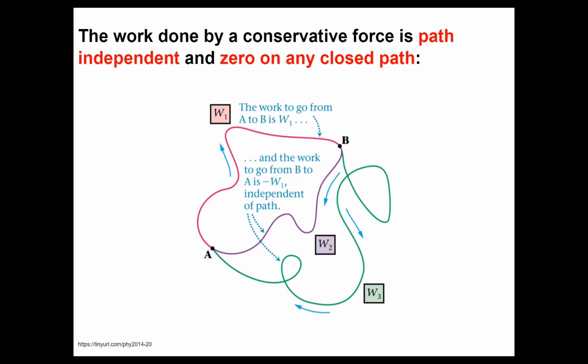If the starting point and the final point are the same, then the work done by the same force should be the same, okay? So for a conservative force, it's path independent, and it's also zero on any closed path, okay, for the work done. So those are the two characteristics of work done by a conservative force. On the other hand, if you have a non-conservative force, then it's path dependent. It's also non-zero on any closed path, okay.